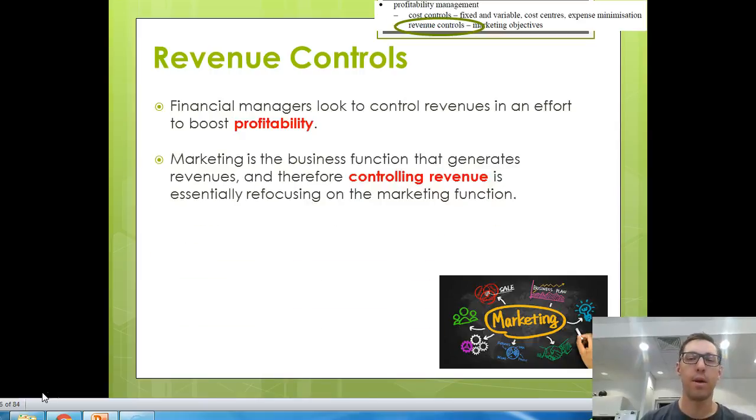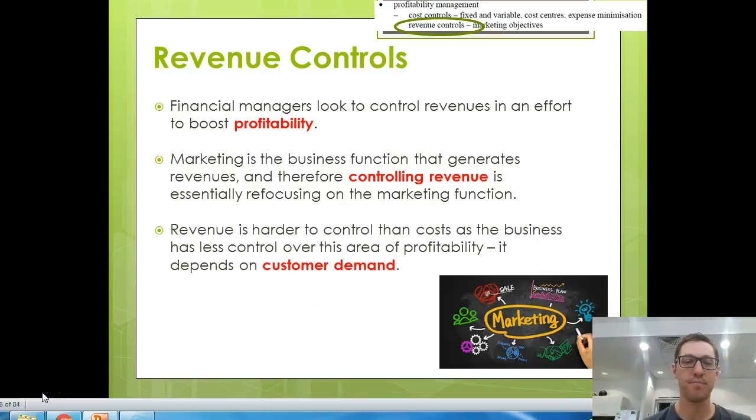So why do financial managers look to maximize revenue? Well, it's really about profitability, because the more revenue you can have, assuming you can minimize your expenses, is going to lead to profit maximization. Now, marketing is a key business function that generates revenue, and therefore controlling the revenue is essentially refocusing on the marketing function. So there is some crossover here with our next topic, marketing.